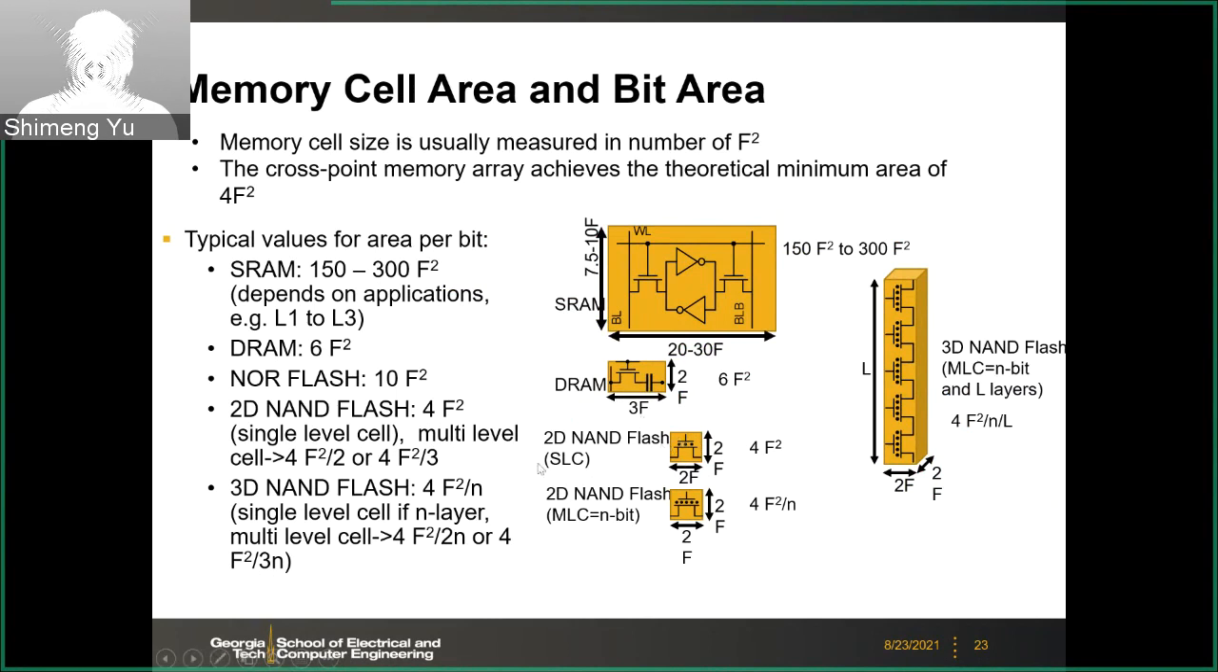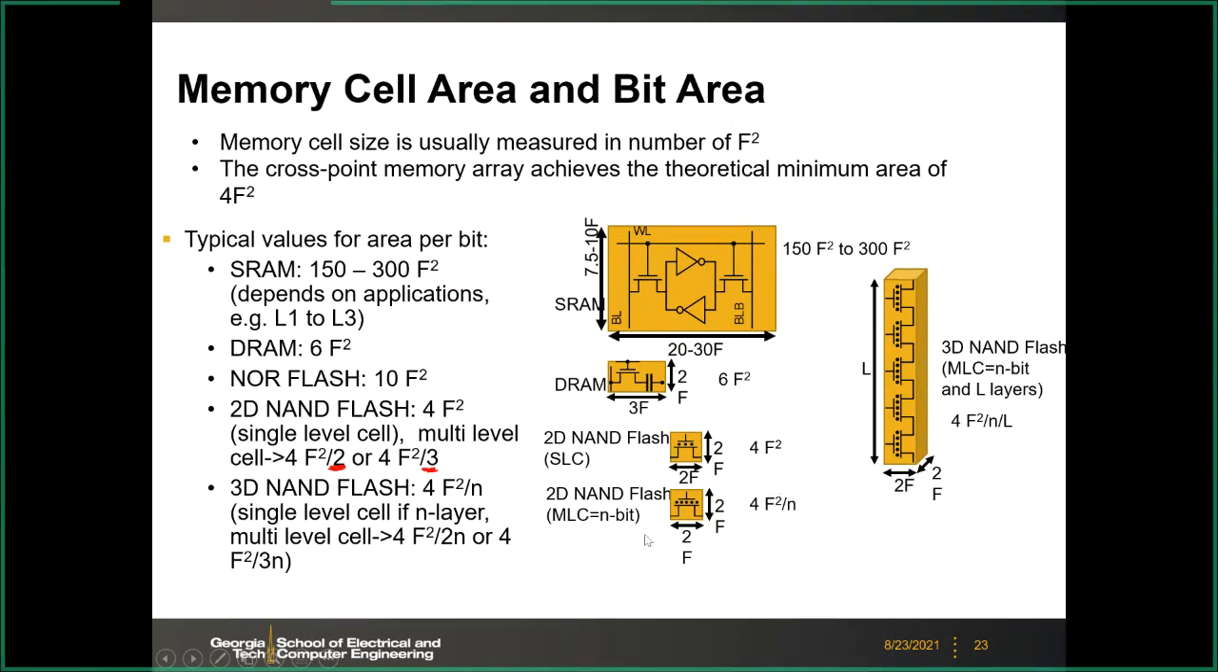If you have 2 bits per cell, then each bit will take equivalently 4F squared divided by 2, right? So divided by the number of bits in one cell. And more aggressively, you can do 3 bits per cell, then each bit will equivalently take 4F squared divided by 3. And in today's NAND flash, you can even find 4 bits per cell, so that will be 4F squared divided by 4. This is the equivalent area for 1 bit, so you need to divide by this n bit number here.